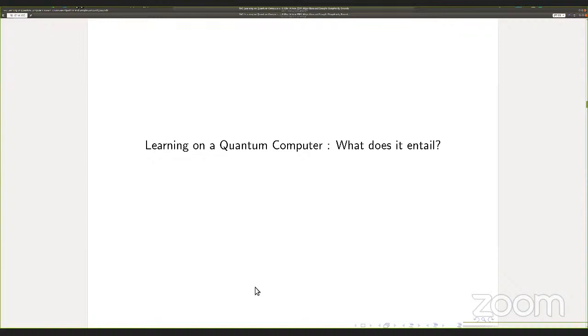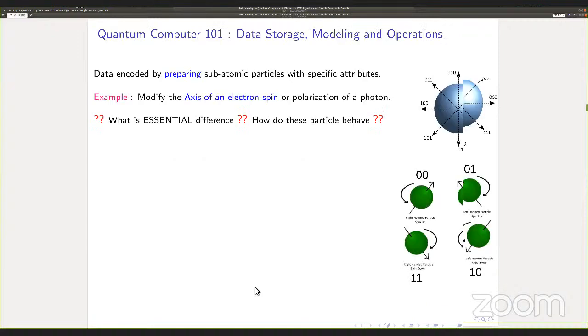Okay, so let me go ahead. So what is a quantum computer? I'm just going to do some very basics.